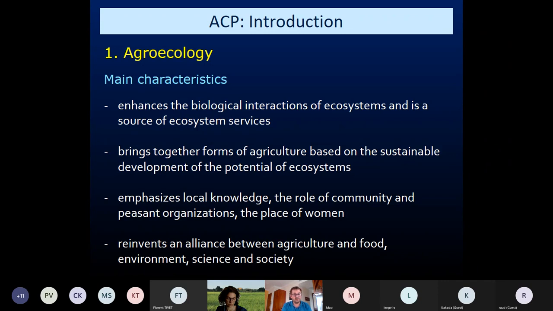Agroecology also more and more has to promote the local empirical knowledge, the role of organizations of farmers, and the place of women in this framework. And of course, agroecology can make links and facilitate links between agriculture, the fields, and the food system, the food, the consumers, agriculture and environment, science and society, and so on.